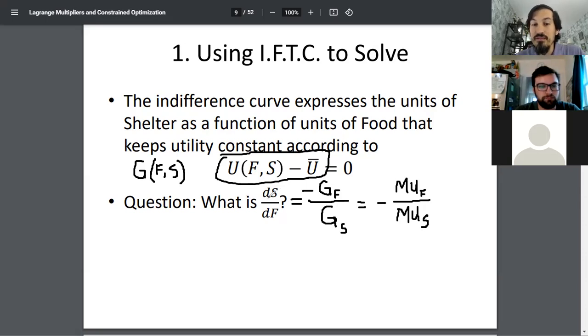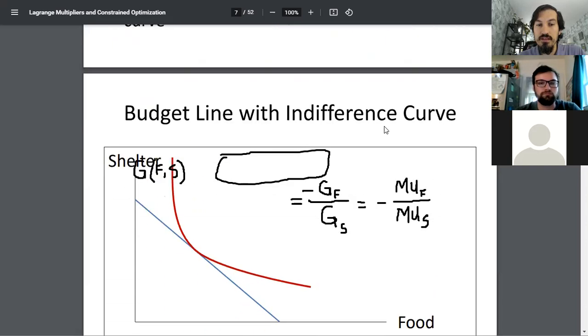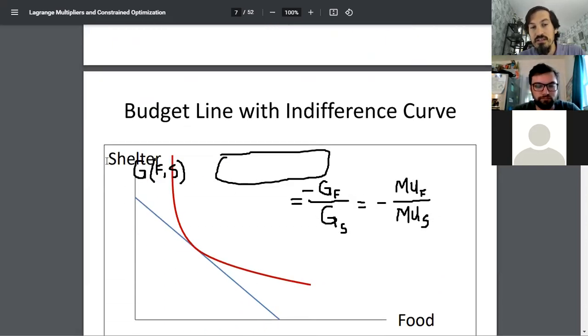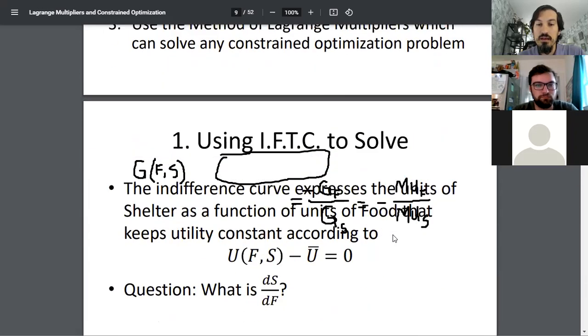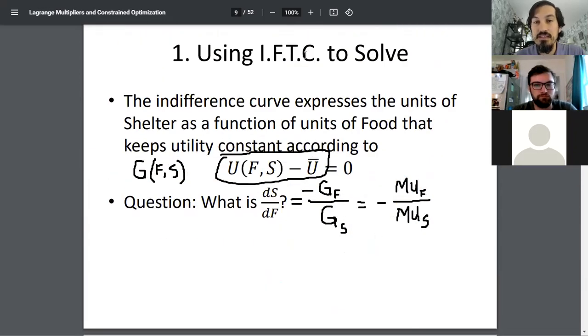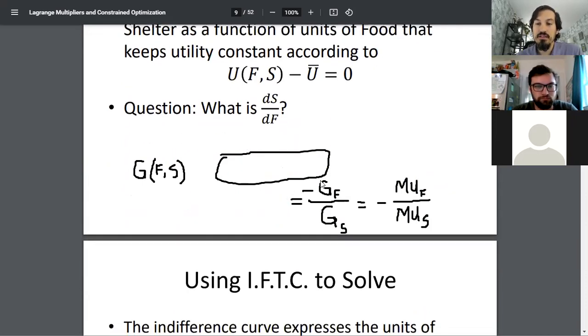That is the derivative of s with respect to f, which also happens to be the slope of the indifference curve. The slope of this indifference curve is rise over run, where rise is shelter, run is food. That's ds df, and we've just solved for it. It's negative muf over mus. You can argue we didn't need the IFTC to do that, but I just used it because we've had it already in the class.